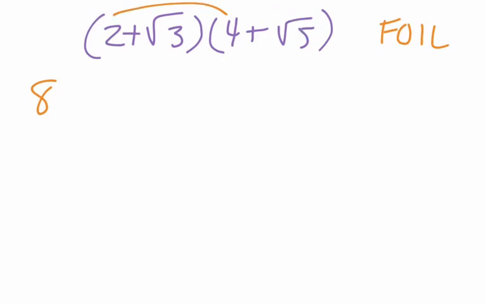Then we have 2 times radical 5. Well, that's just 2 radical 5. Don't overthink that. That's just 2 radical 5. 2 times radical 5. That's all it is.